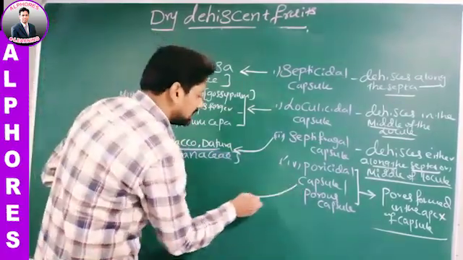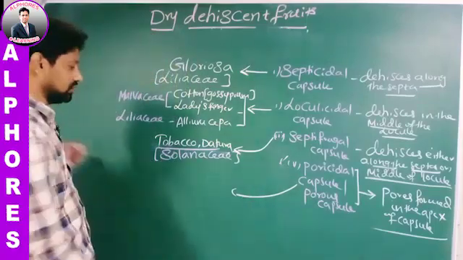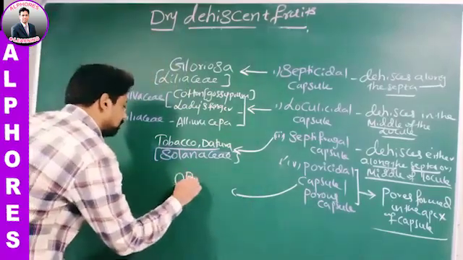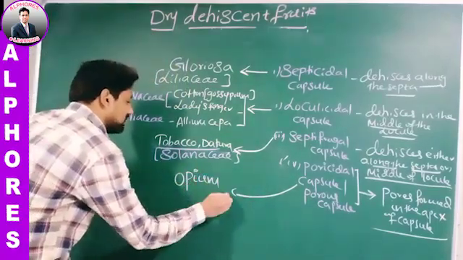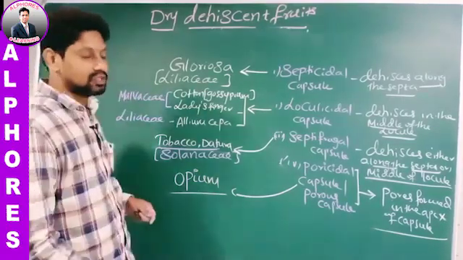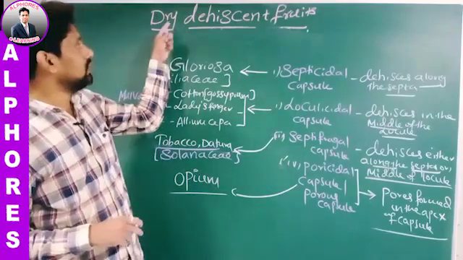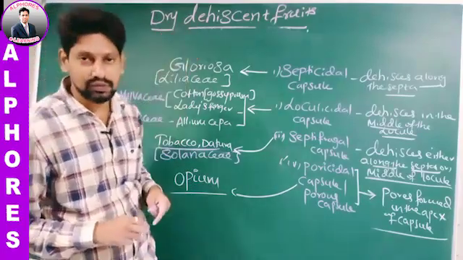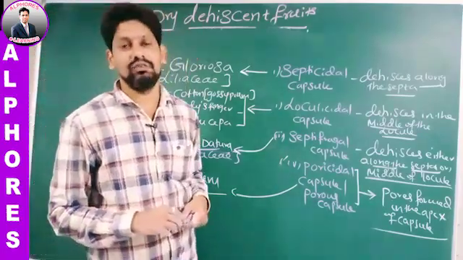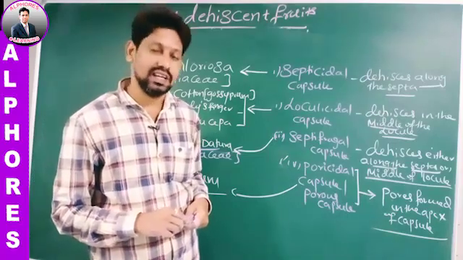Sir, poricidal capsule or porous capsule. Example is opium. What are the example for poricidal capsule or porous capsule, sir? Opium. With this, we completed dry dehiscent fruits. In the next session, we will discuss about dry indehiscent fruits.